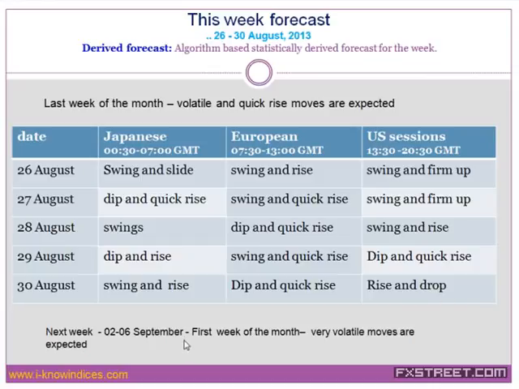Then again next week the market is expected to be very volatile. 2nd to 6th of September will be the first week of the month, so they are expected to make volatile moves again. This week as well as next week, both weeks they are expected to make sudden volatile moves in the market, and you will not be able to give any sort of reasons why they have quickly made a drop or a rise. We may come across some excuses and some interpretations.